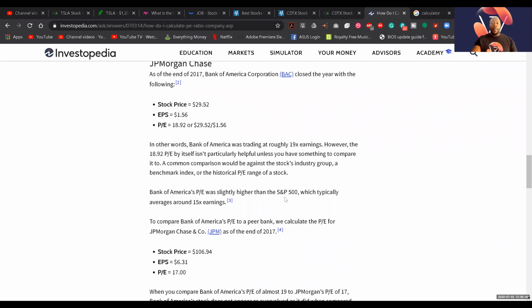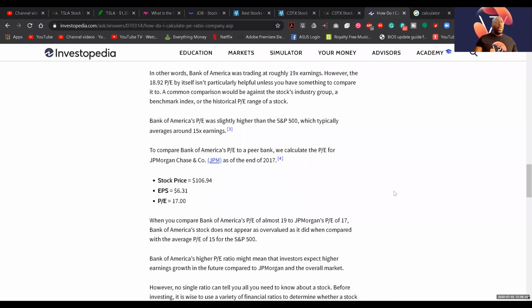Here, they compare it to the S&P 500, which has an average of around 15 times earnings, which depicts that Bank of America at 19 times earnings, at 18.92, is actually overvalued. But the S&P 500 is really not a good source to compare it to. So they break it down even further and say we need to compare it to a similar company in that industry, which is JP Morgan Chase.